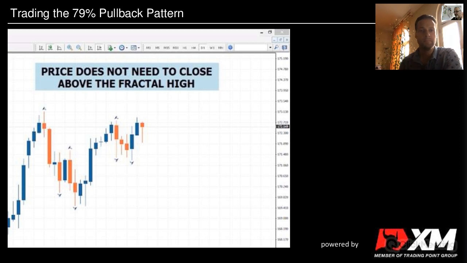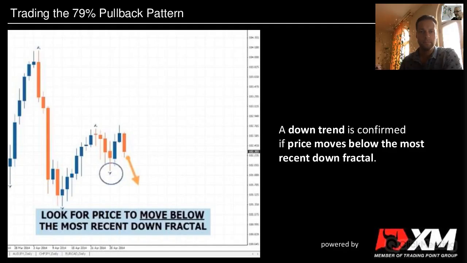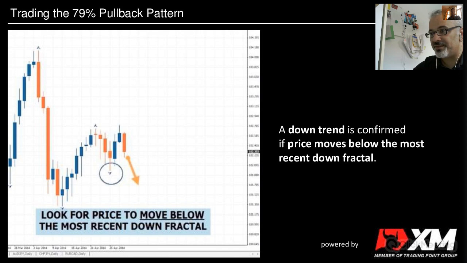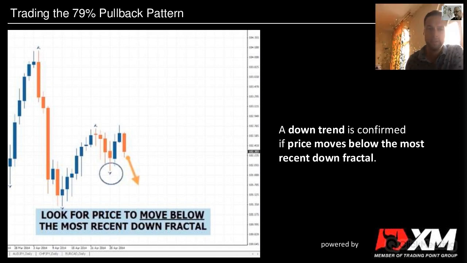And for the other side, a downtrend is confirmed if price moves below the most recent down fractal. You can see it here in the example on the chart. So look for price to move below the most recent down fractal. If you want further information about directional determination with the fractals, I can recommend having a look at the beginner strategy, part 1, step 1 out of 5.